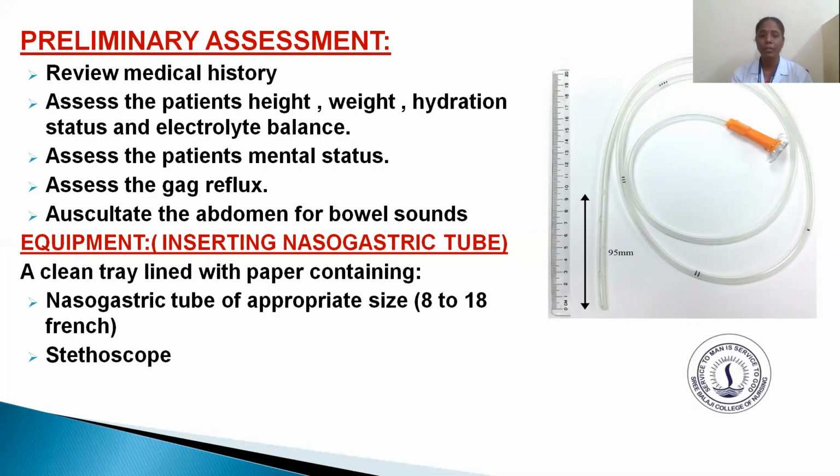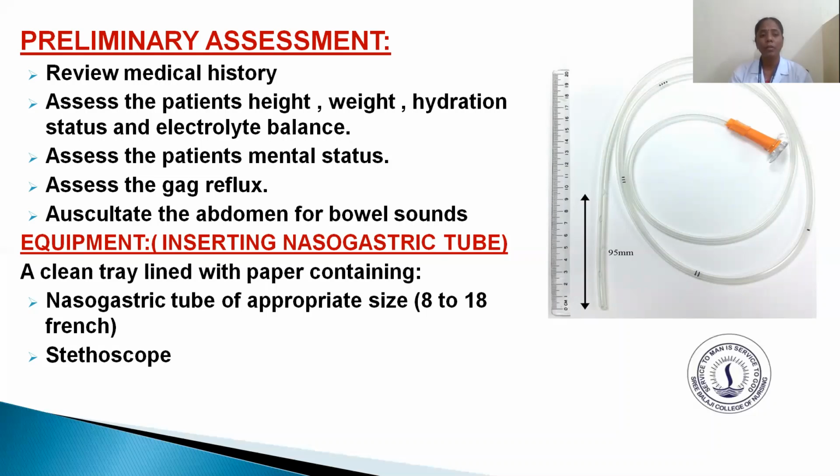Another one, assess the patient's height, weight, hydration status, and electrolyte balance. Another one is to assess the patient's mental status, if they are mentally ill. If you are administering the tube to such patients, it may be dislocated, or sometimes they withdraw the NG tube. The patients may not like the irritation, and aggravation of the behaviors takes place. So you can assess the mental status also. Assess the gag reflexes and auscultate the abdomen for bowel sounds.